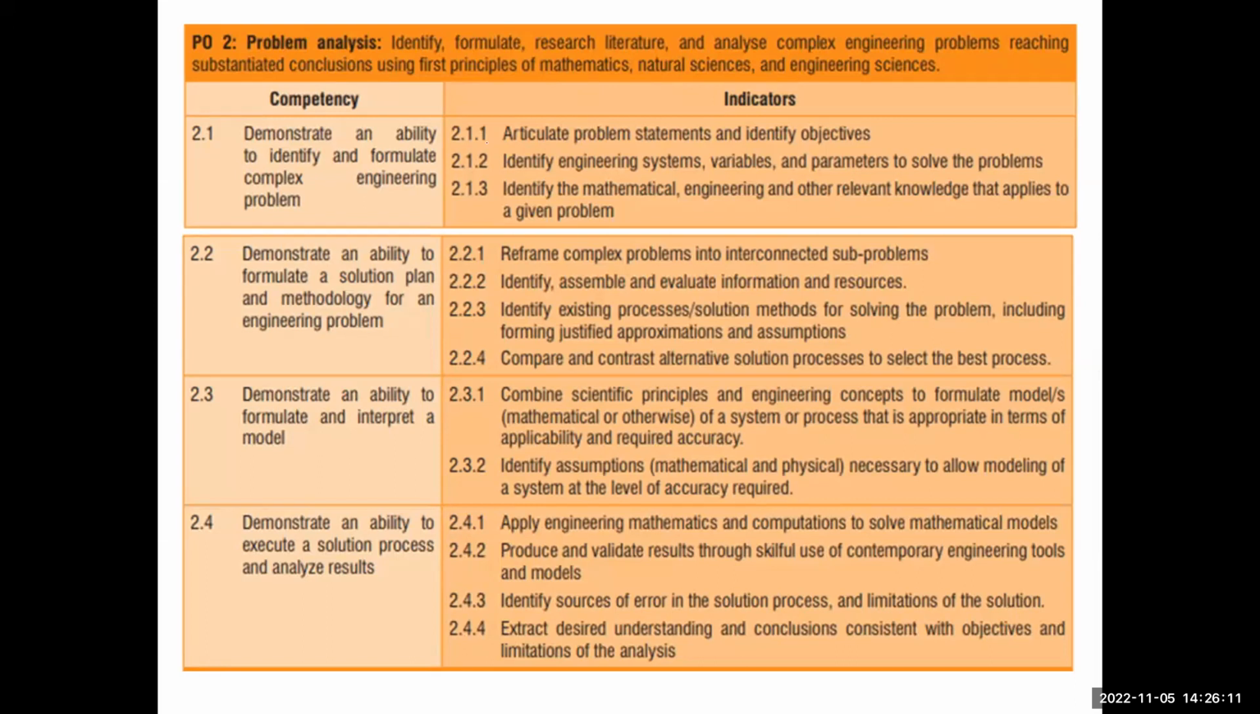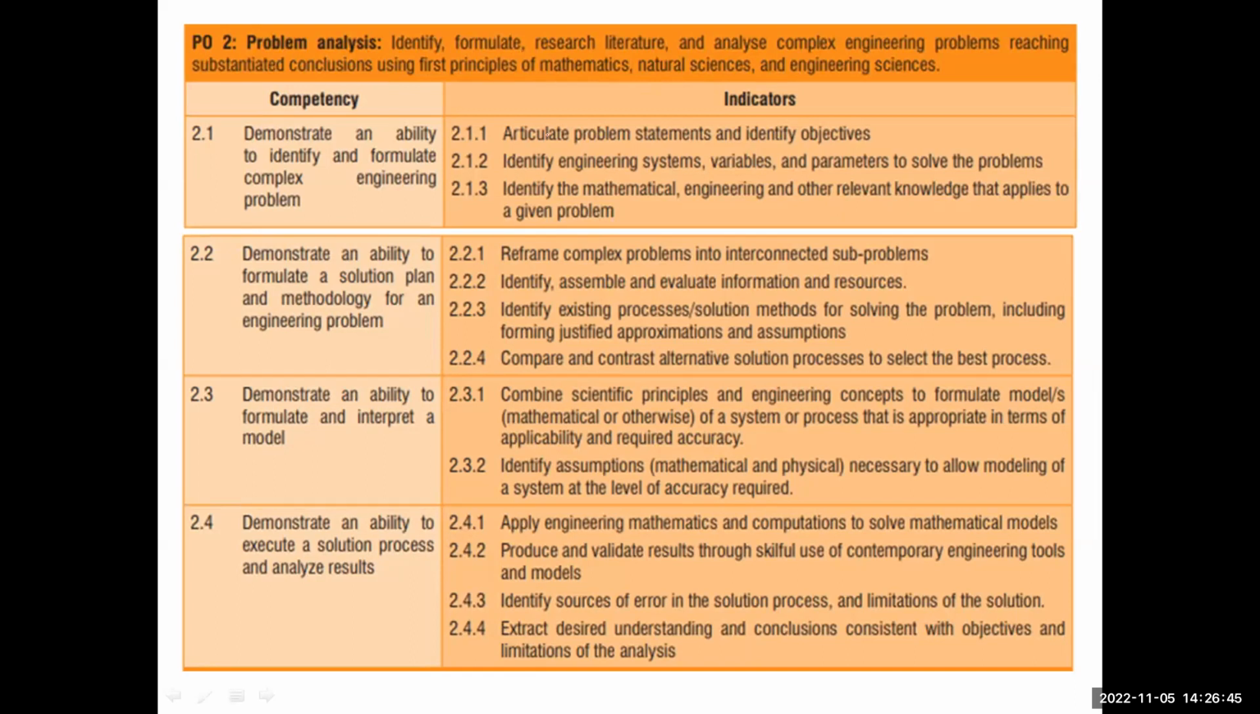So now you can see that the competencies have been defined as 2.1, demonstrate an ability to identify and formulate complex engineering problems. The second competency is demonstrate an ability to formulate a solution plan and methodology for an engineering problem. The third one is demonstrate an ability to formulate and interpret a model. And lastly, 2.4 for this PO2 is demonstrate an ability to execute a solution process and analyze results. So this is what our competencies we have defined.